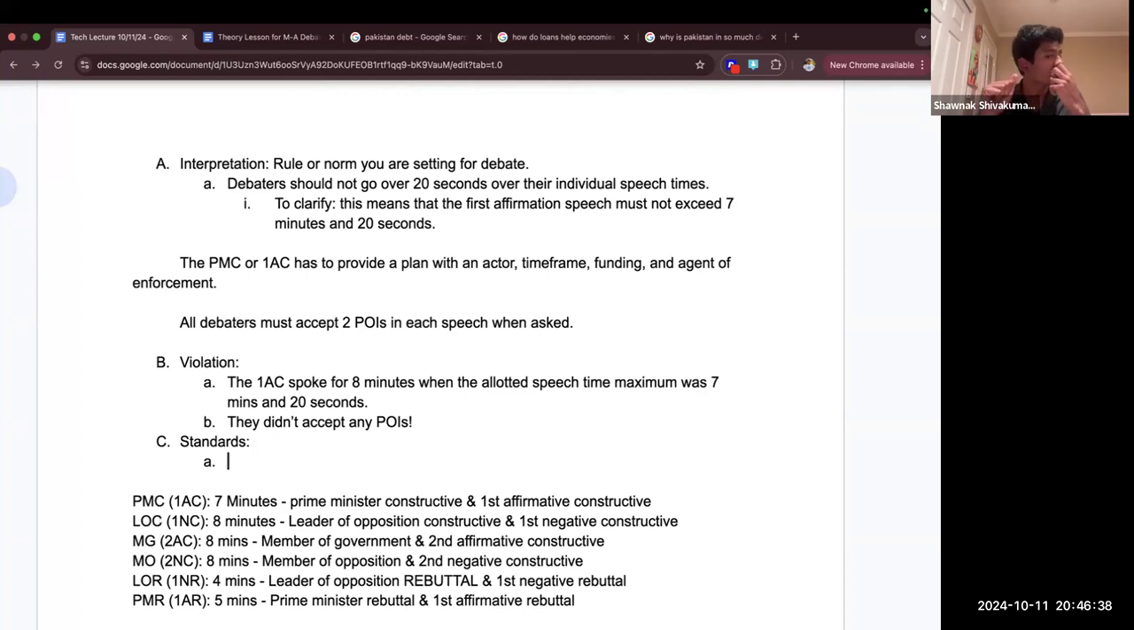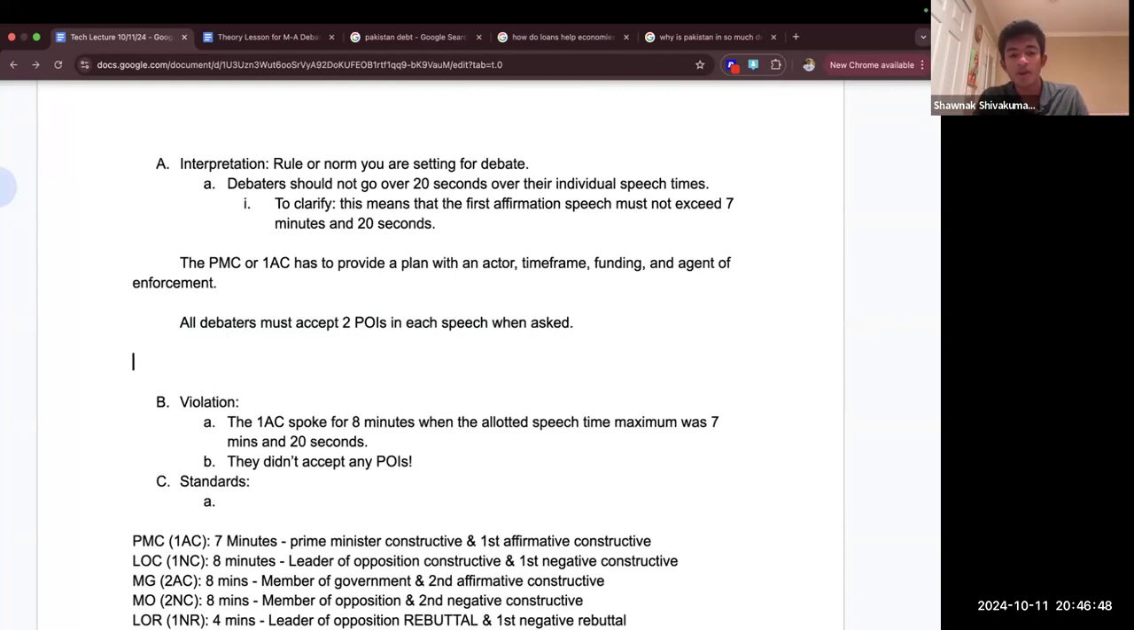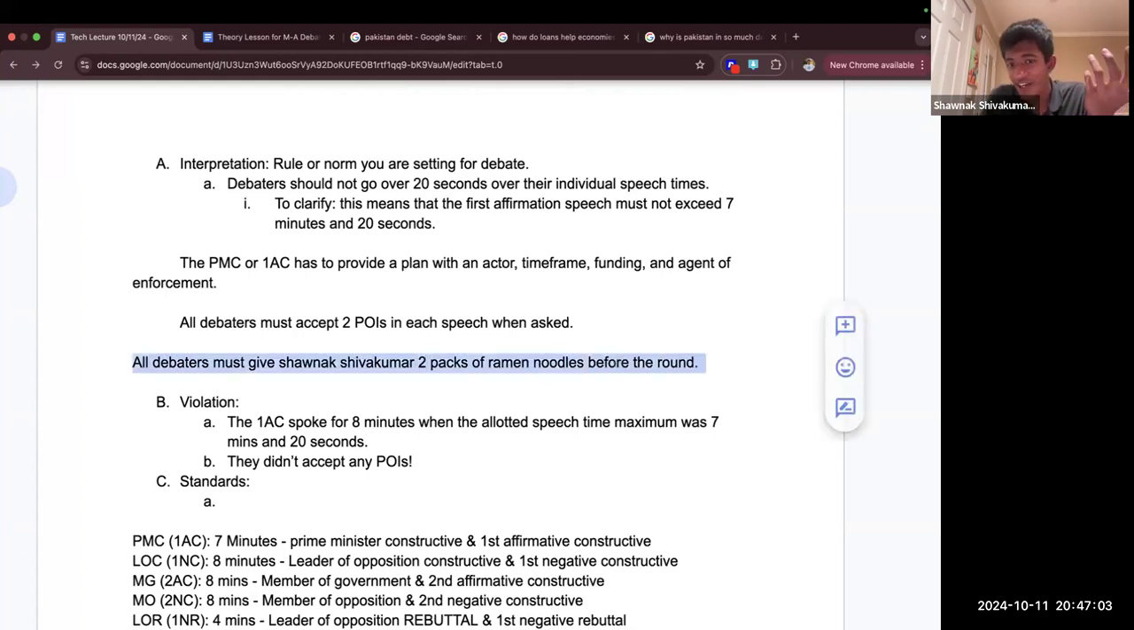Now, standards. This is where the meat of the theory debate happens. This is where you prove why this rule is a good rule. Because I can say, oh, all debaters must give Shawnak Shivakumar 2 packs of ramen noodles for the round. But why is this a good rule? We don't know why this is a good rule or a bad rule. You have to support that rule with your standards.